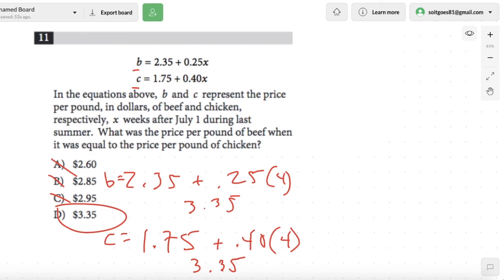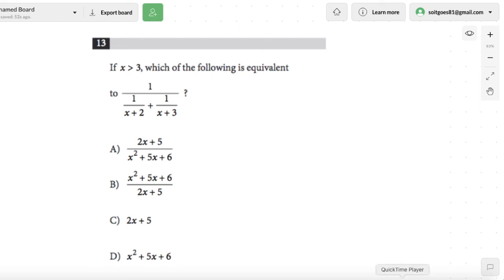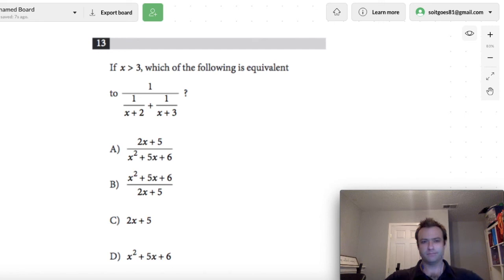Yes, love this one. All right, go ahead and read question number 13 for me, please. If x is greater than 3, which of the following is equivalent? Now, I said in one of those questions with a over b equals 2 to always work within the limits of the question. There's one exception to that, and that's for equivalent expression questions, like this one right here.